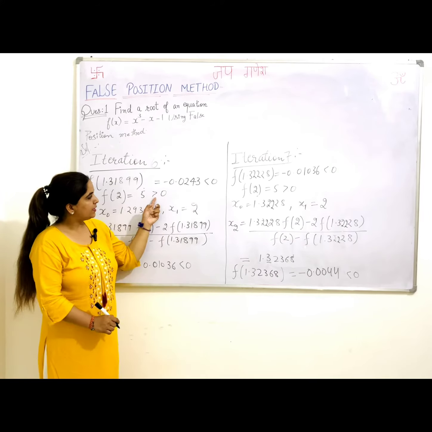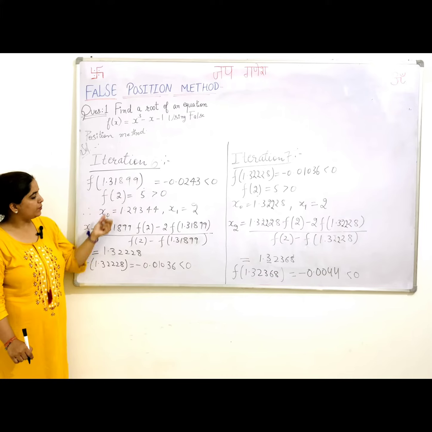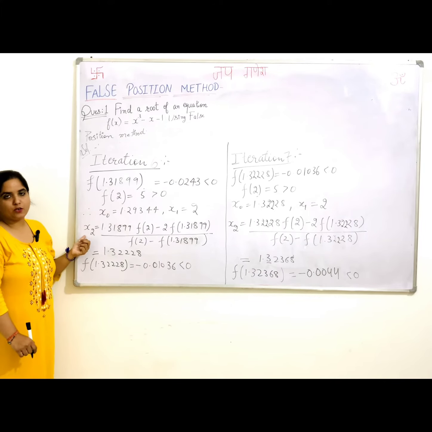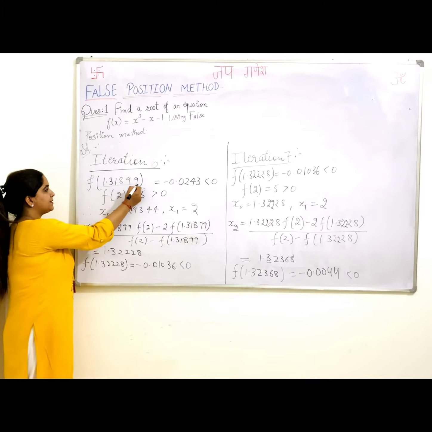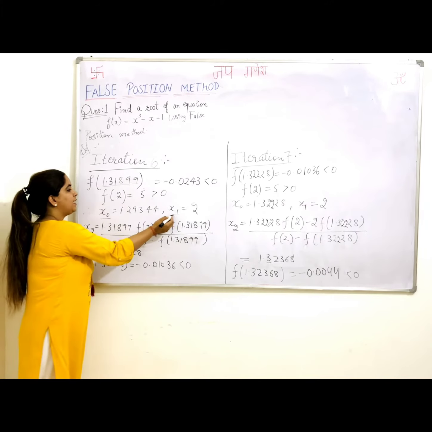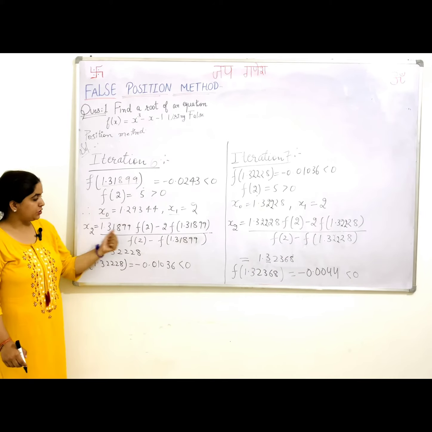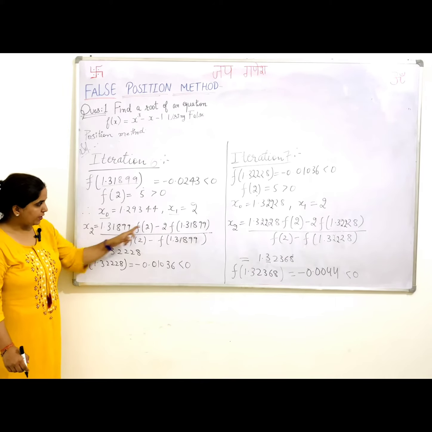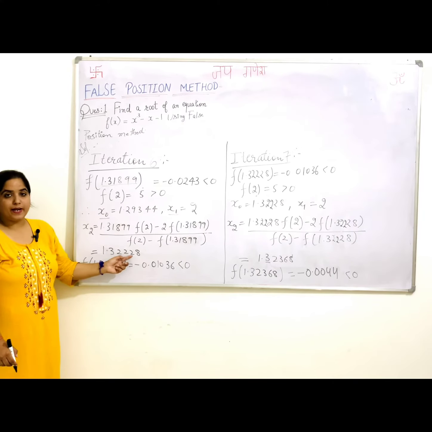Negative, positive, less than 0, greater than 0. This will make a new combination for a new value of x2. Again, consider the smaller one as x0, larger as x1, and put in the formula of false position method. After putting all the answers, new x2 is 1.3228.